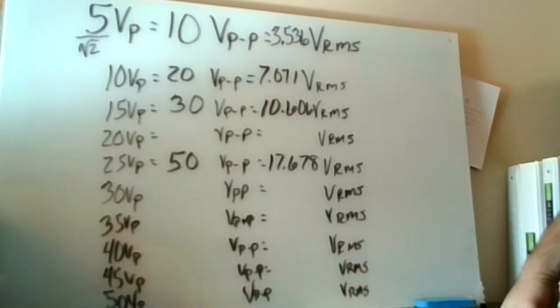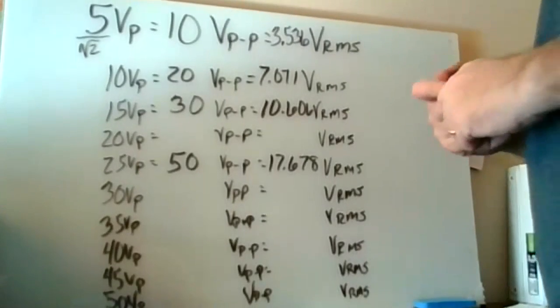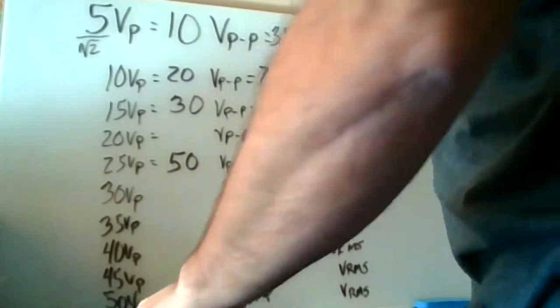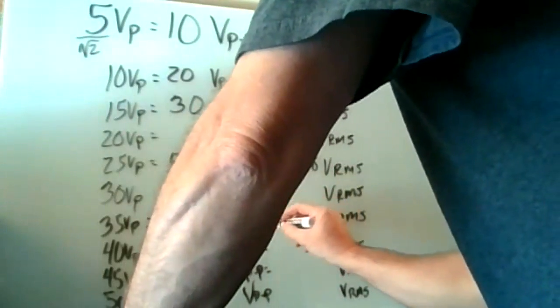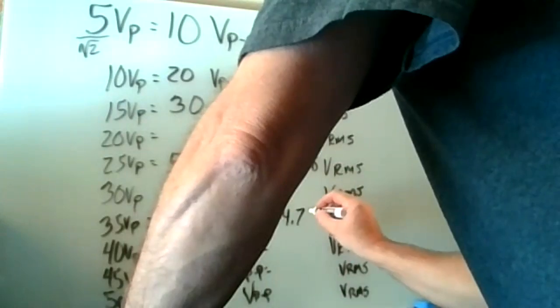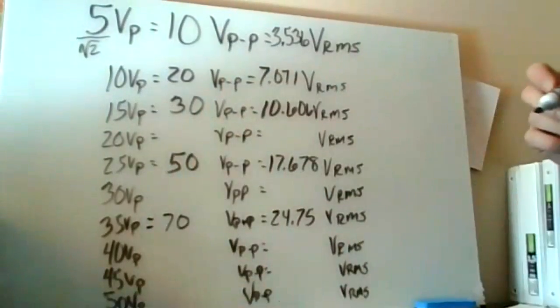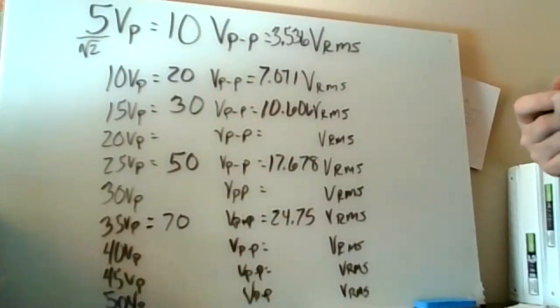I got mine. Okay, who's that? Hammer. Which one did you have? The 35. Okay, what'd you get? 70 for peak to peak, and 24.75. Outstanding.